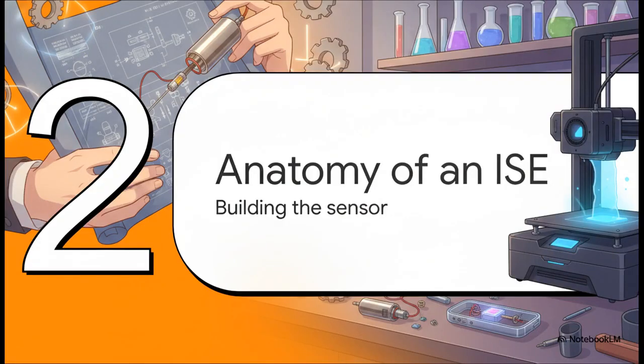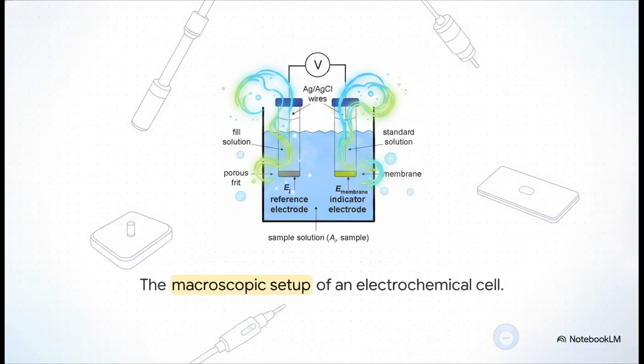Moving right along, section 2, anatomy of an ISE. So, how do we actually build a potentiometric cell? Well, you need two crucial pieces immersed in your sample solution. First up, an indicator electrode, which has this very special, highly selective membrane right at its tip. And second, a reference electrode. You absolutely need both of these half cells to complete the electrical circuit and actually make a measurement.